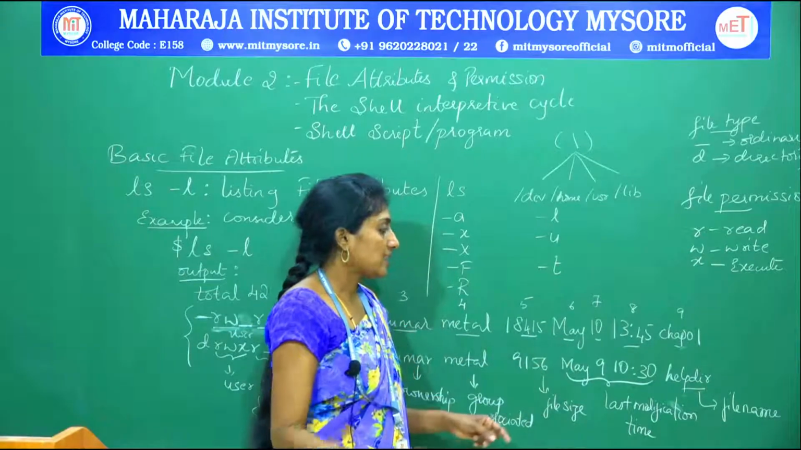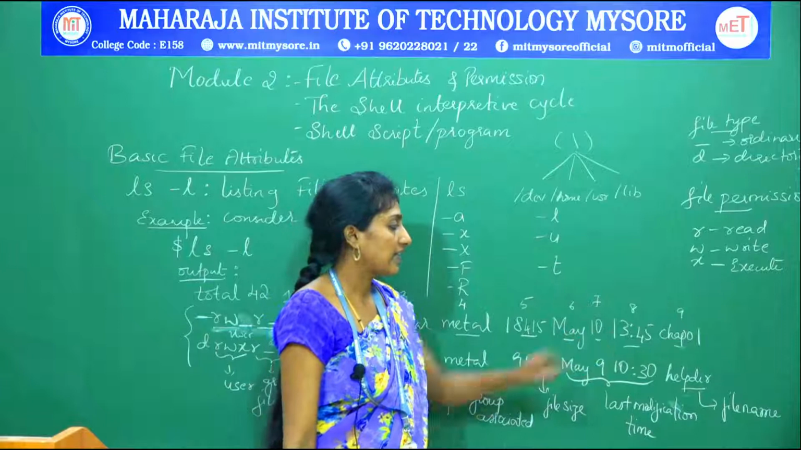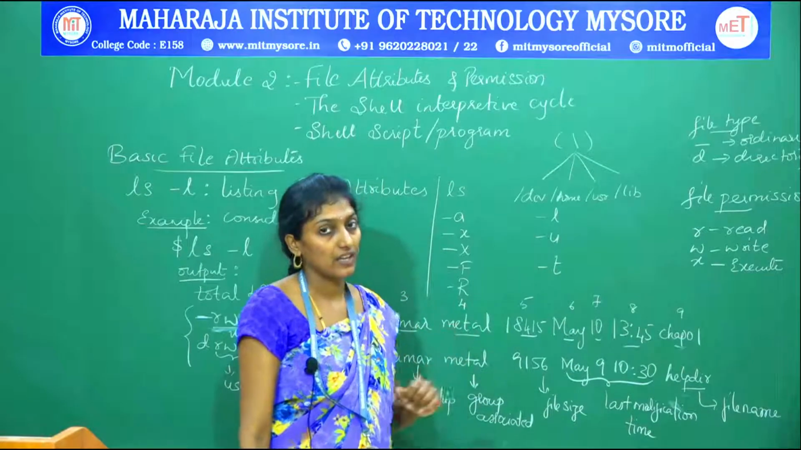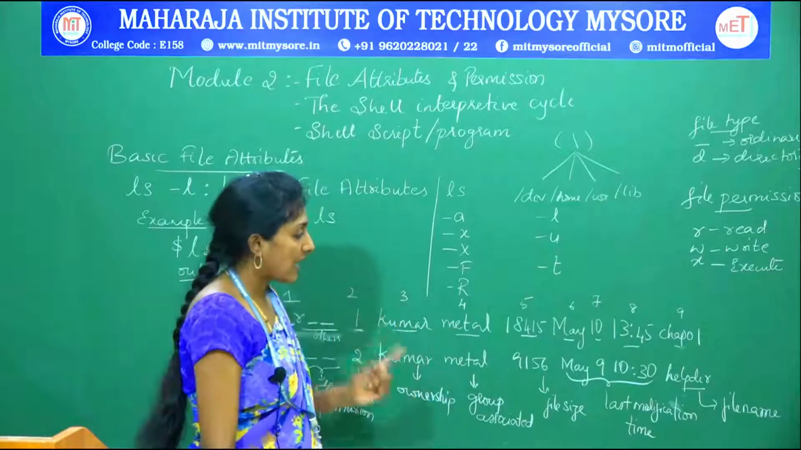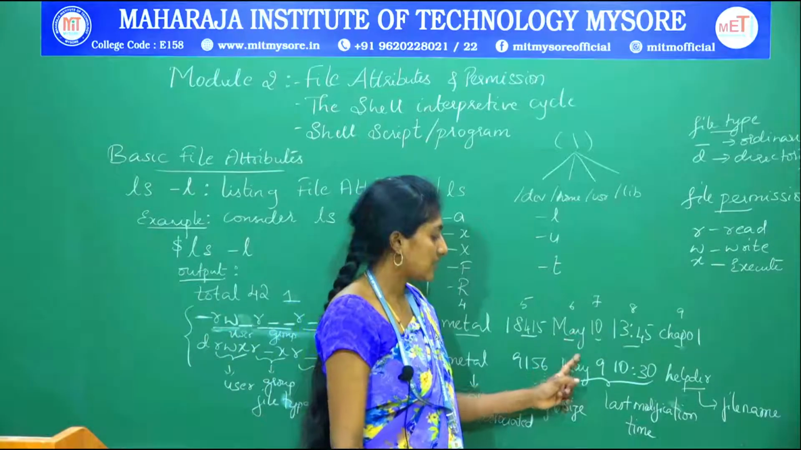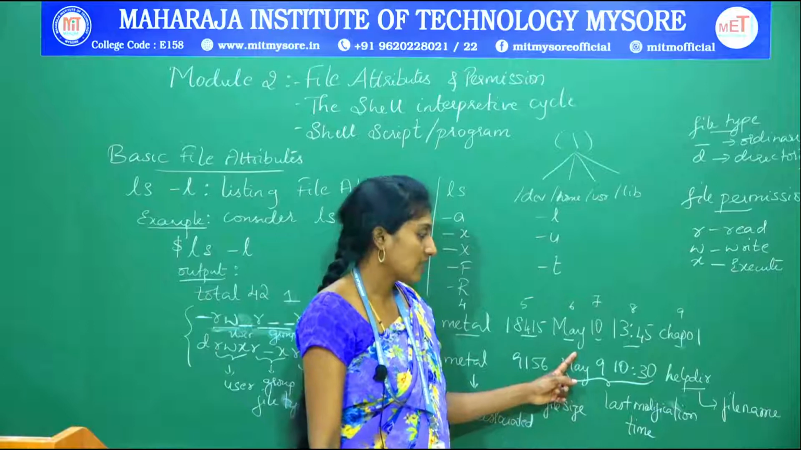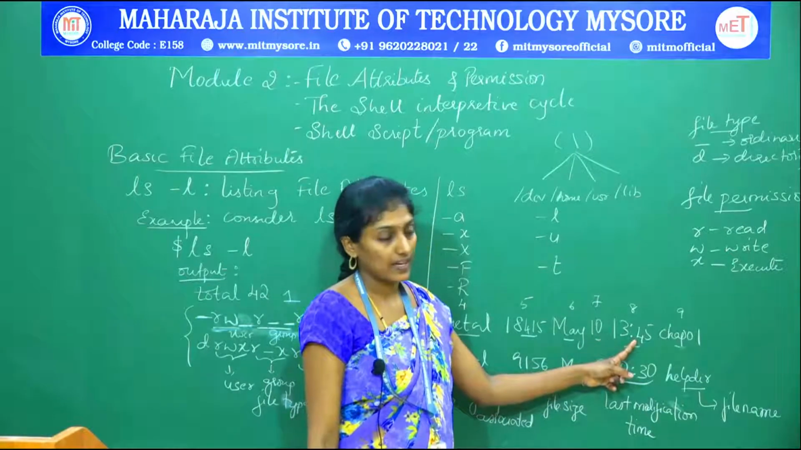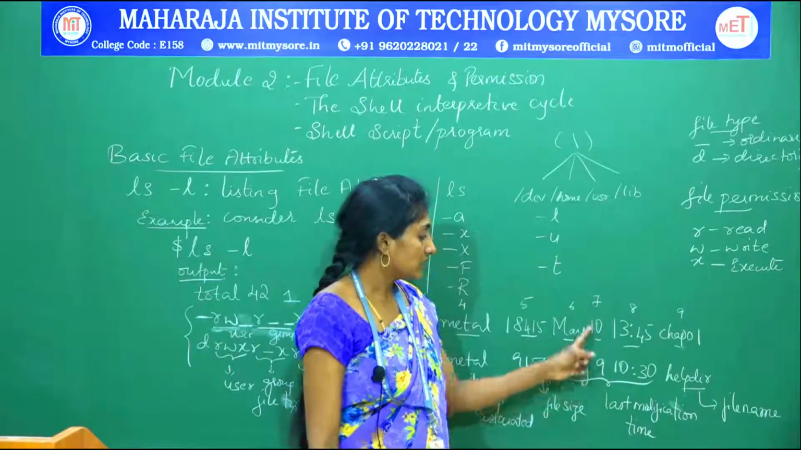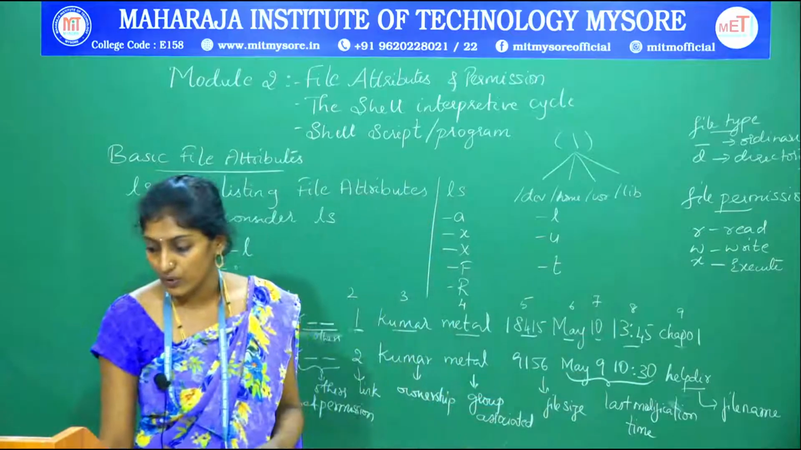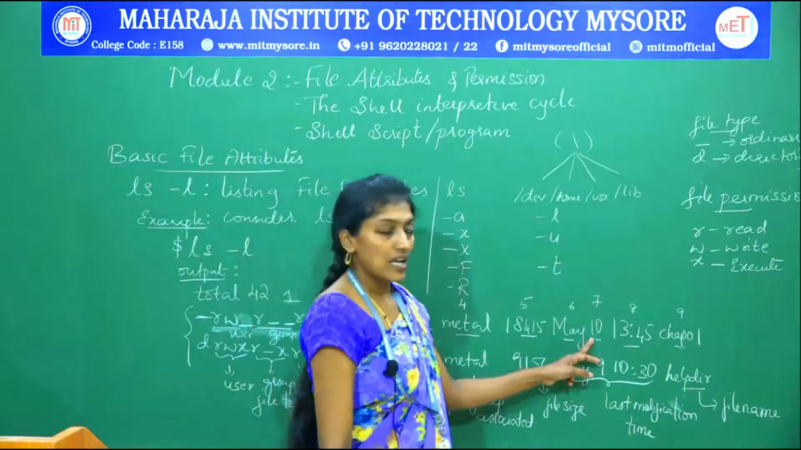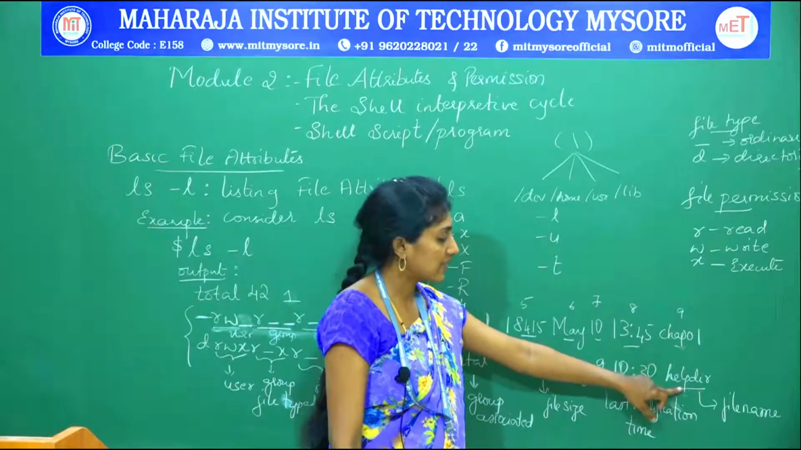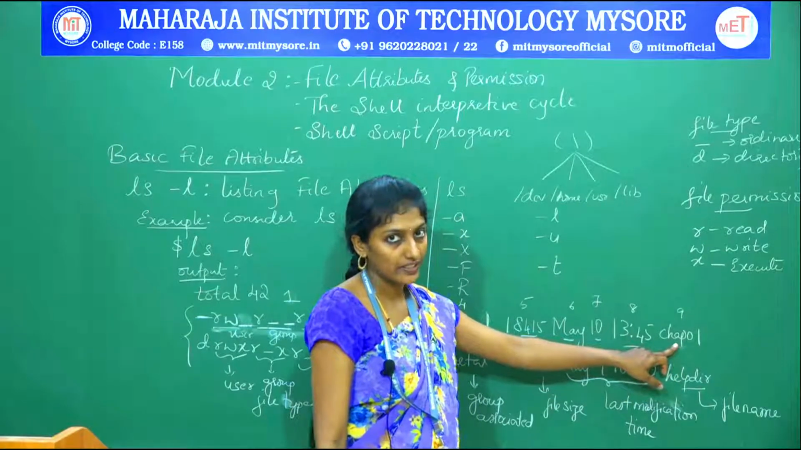Next, the 6th, 7th and 8th columns represent the last modification time of that file. For example, it represents the month in which it was created or modified, on which day and at what time. Okay, so this is the output you are going to get for your ls -l, and the last column represents the file name, whether it is a directory file name or an ordinary file name.